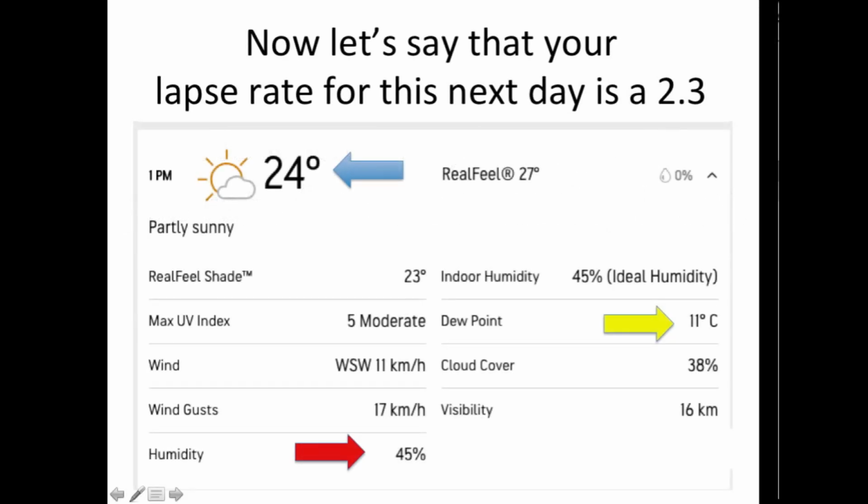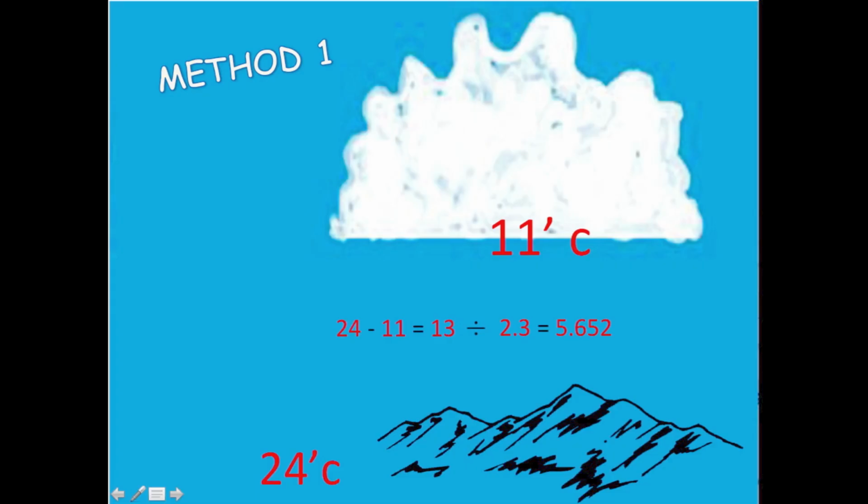Alrighty, for this next example, we have a 24 degree temperature on the ground. Our dew point is 11 degrees Celsius, and our humidity is at 45%. So what I want you to take away here on this one is, think about this. You got 24 degrees Celsius, and that's 45% humidity. How many degrees does it have to cool before it becomes 100% humidity at 11 degrees Celsius?